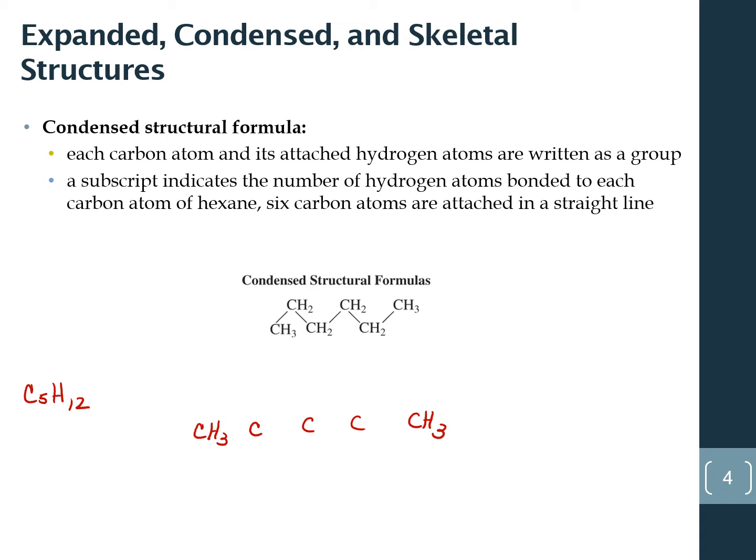Now, all of the carbons in the middle, they will have just 2 hydrogens each. Sometimes you will get to see the lines. Sometimes you don't get to see the lines. But this formula here, it's a condensed formula. It can be written like this.